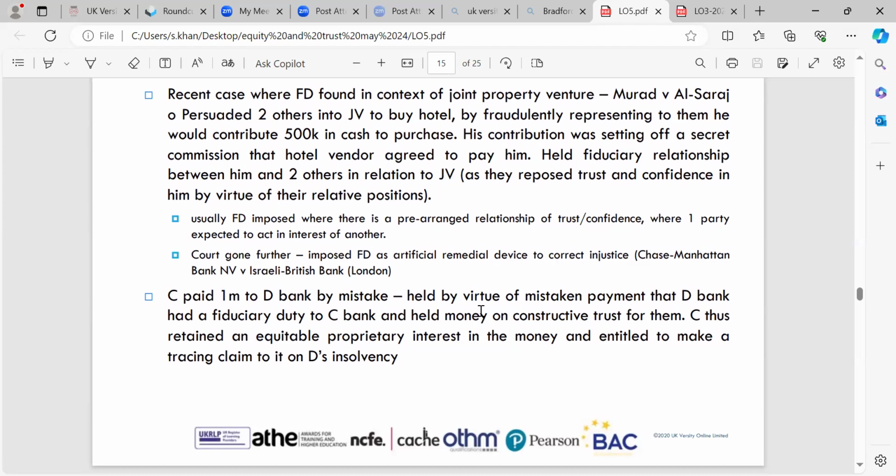Usually, a fiduciary duty is imposed where there is a pre-arranged relationship of trust and confidence, where one party is expected to act in the interest of another. The court went further and imposed a fiduciary duty as an artificial remedial device to correct injustice. C Bank paid 1 million to D Bank by mistake. It was held that by virtue of the mistaken payment, D Bank had a fiduciary duty to C Bank and held the money on constructive trust for them. C thus retained an equitable proprietary interest in the money and was entitled to make a tracing claim to it on D's insolvency.